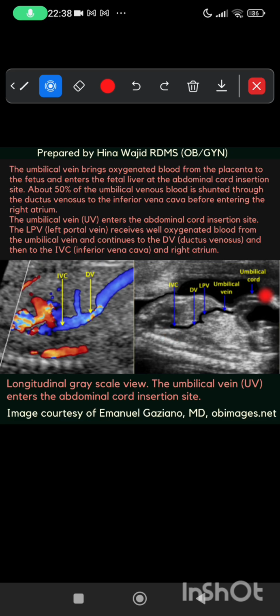So here we can see the umbilical cord, and then the umbilical vein enters into the liver, and then the left portal vein receives oxygenated blood from the umbilical vein, and then it enters into the ductus venosus, which drains into the IVC. So here we can see a route from the umbilical vein to the ductus venosus, and then through the IVC it drains into the right atrium. And here we can see the color flow image of this vessel. So we can see here the ductus venosus and IVC joining the heart.